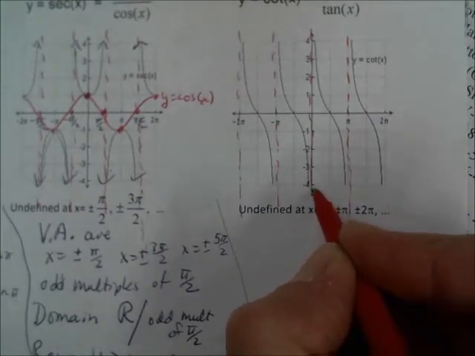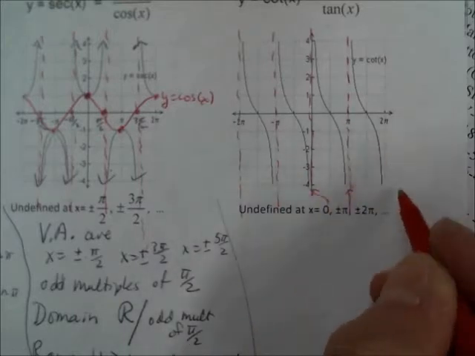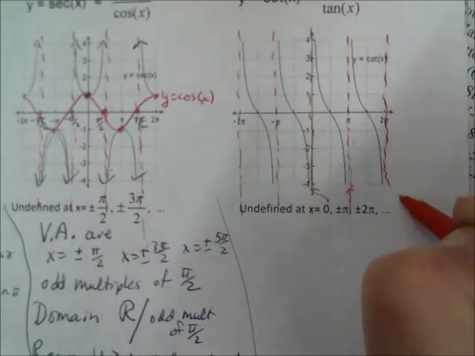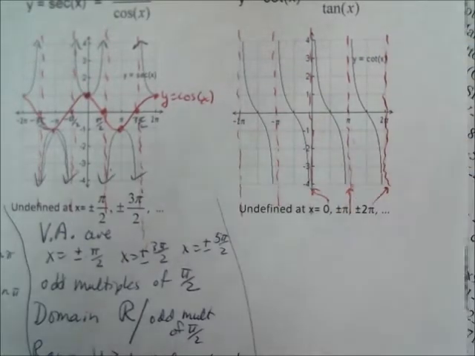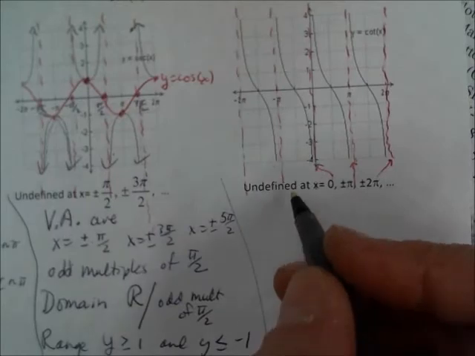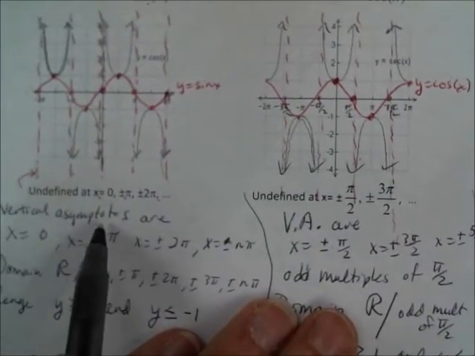Here's x equals 0. Here's x equals pi right here, this dotted line that we just put in. Here's x equals 2 pi. I didn't put in this last one in here. X equals 2 pi is this one, or x equals negative pi is back here. So the x values, or the vertical asymptotes here, are the same thing as the vertical asymptotes here.